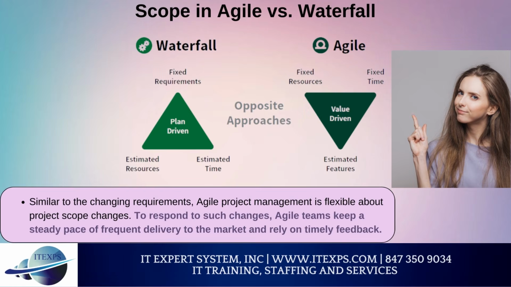3. Scope in Agile versus Waterfall. Similar to the changing requirements, Agile project management is flexible about project scope changes. To respond to such changes, Agile teams keep a steady pace of frequent delivery to the market and rely on timely feedback. However, when dealing with well-defined projects and strict compliance requirements, the Waterfall approach can be quite beneficial. Once the scope of work is identified, the planning, design, and tracking of the work progress are much easier.